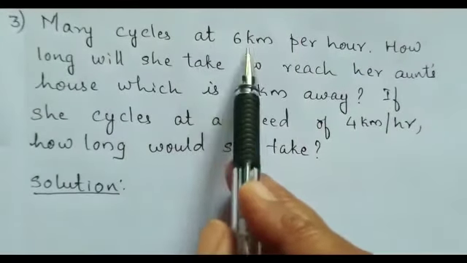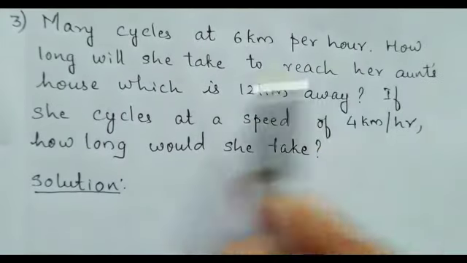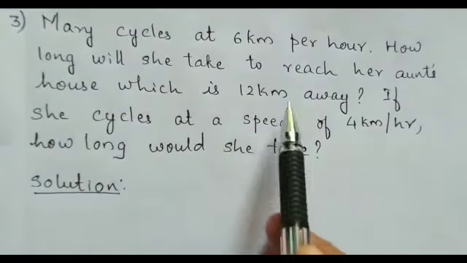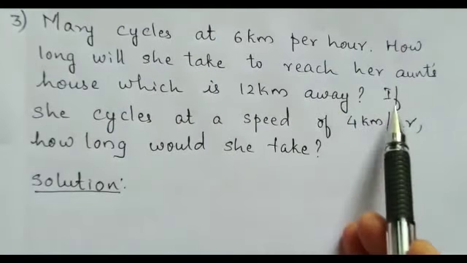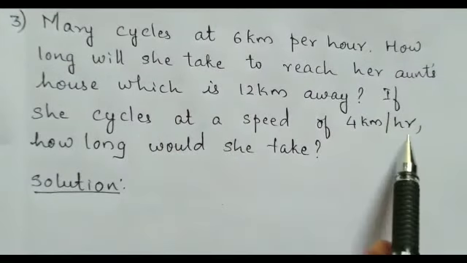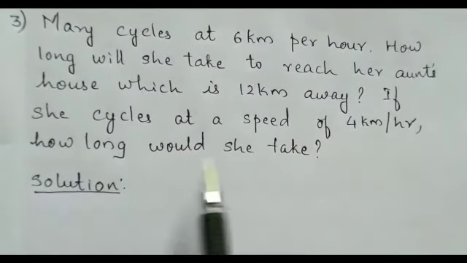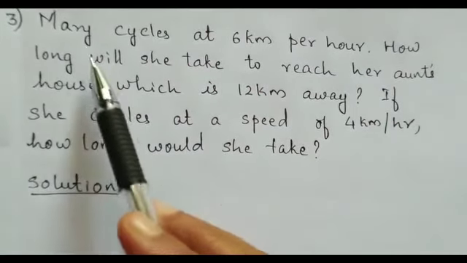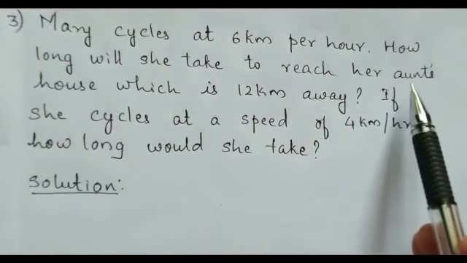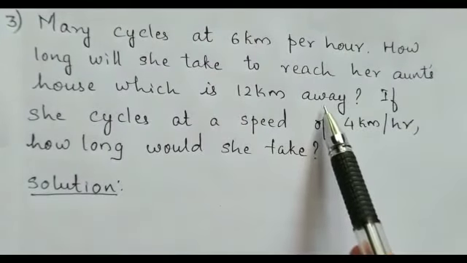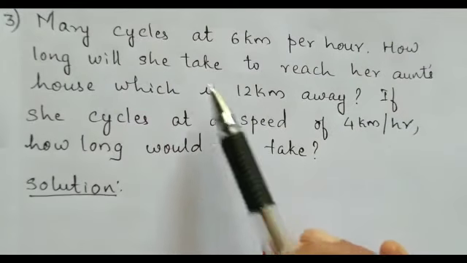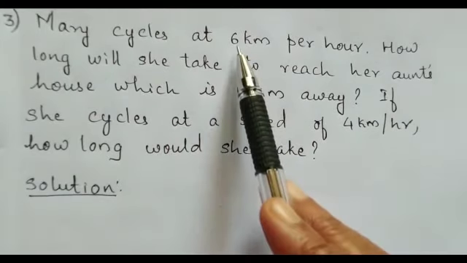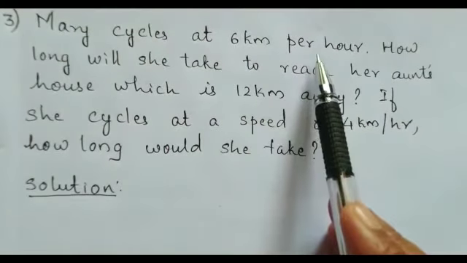Mary cycles at 6 kilometers per hour. How long will she take to reach her aunt's house, which is 12 kilometers away? If she cycles at a speed of 4 kilometers per hour, how long would she take? Again, this question has two parts. Mary is going to her aunt's house, which is 12 kilometers away. In the first part, we have to calculate the time taken by her to reach her aunt's house if she is traveling at 6 kilometers per hour.